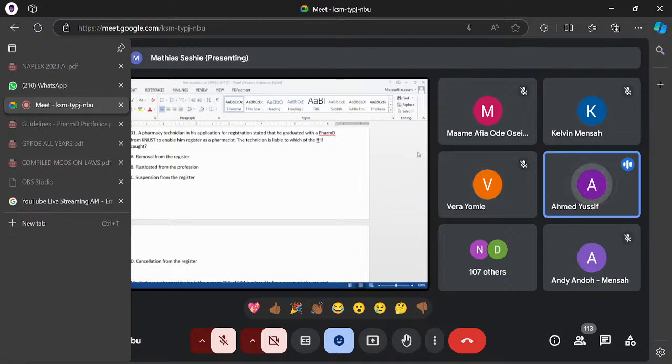Exactly. So if you look at this pharmacy technician, he made a false declaration. He applied to register as a pharmacist with a PharmD degree from K University, and this technician was caught. So we are asking, in disciplinary action, what are we going to do?